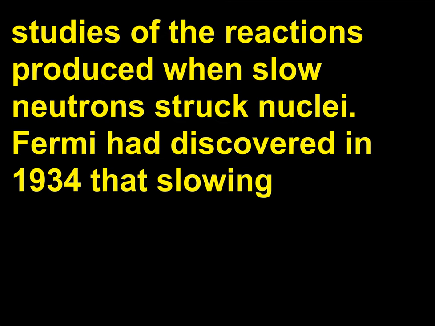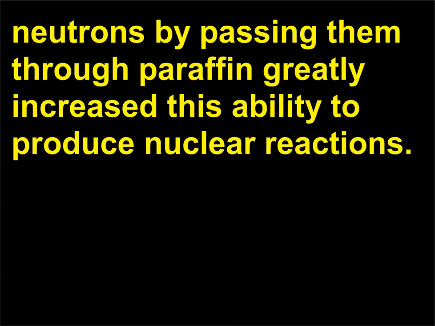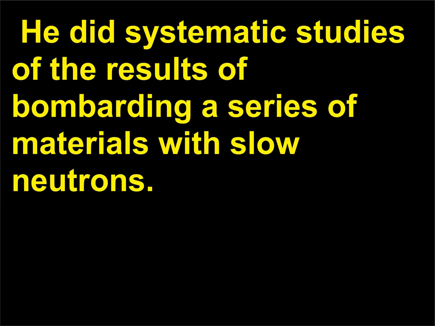Fermi had discovered in 1934 that slowing neutrons by passing them through paraffin greatly increased their ability to produce nuclear reactions. He did systematic studies of the results of bombarding a series of materials with slow neutrons.